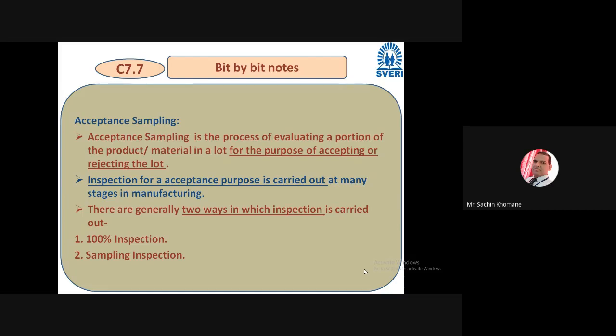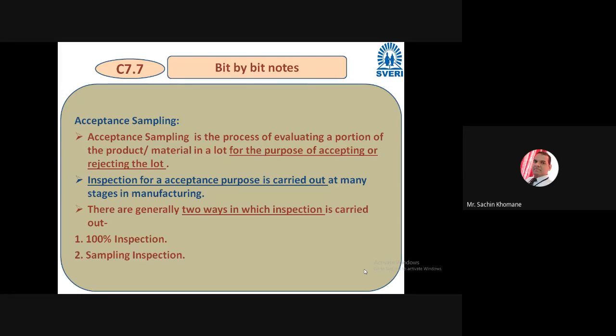If you do the acceptance sampling, then you have to come to one conclusion, whether the component or product or material is accepted or rejected from that particular lot. Suppose one lot of 1000 components came, you will take randomly 20 samples and you will check the quality of it.